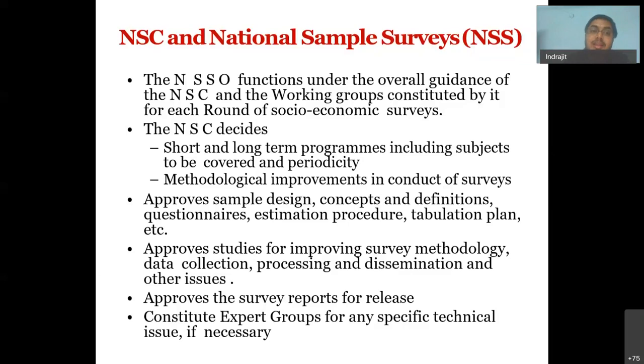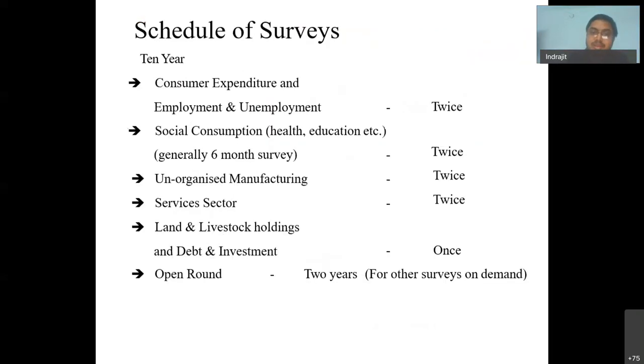So NSC approves the sample design, concepts, definitions, questionnaire, estimation procedure, then the tabulation plan. They approve the methodology also. They approve even after that the survey report also, because recently we had a debate on the employment unemployment survey, whether the unemployment figures are correct or not, because they need to approve it, then the report gets published and the data gets published. So these are the regular surveys on a regular basis.